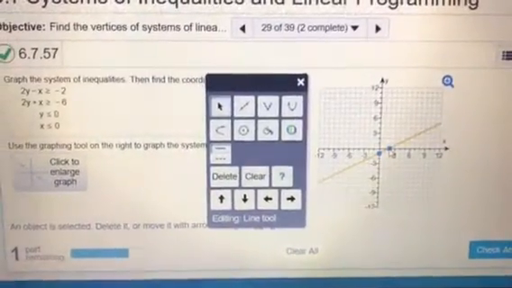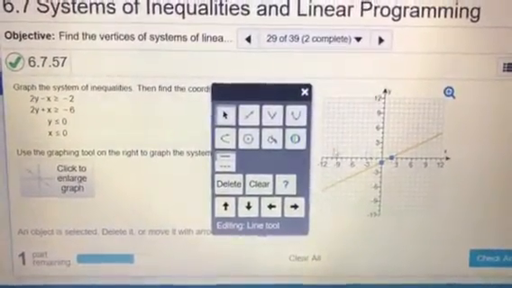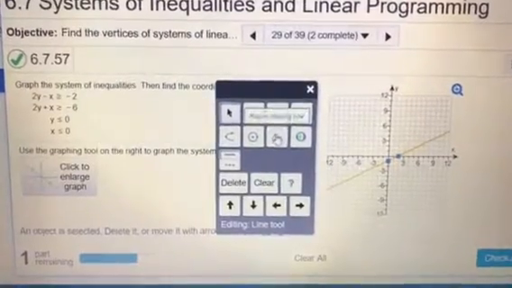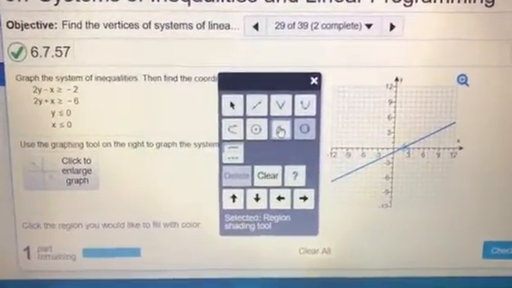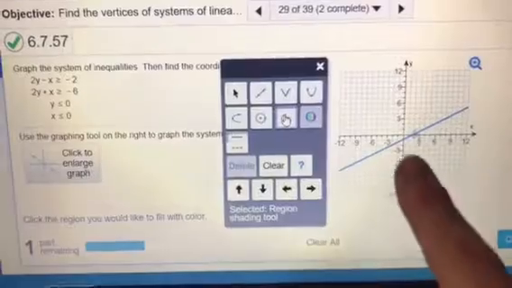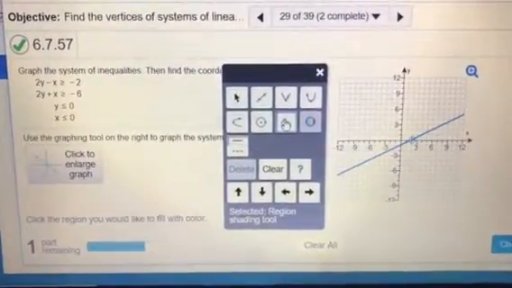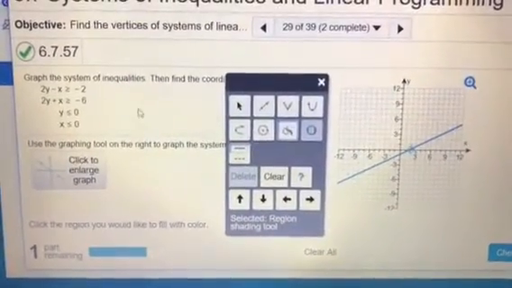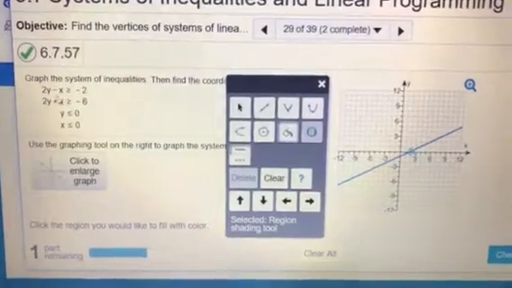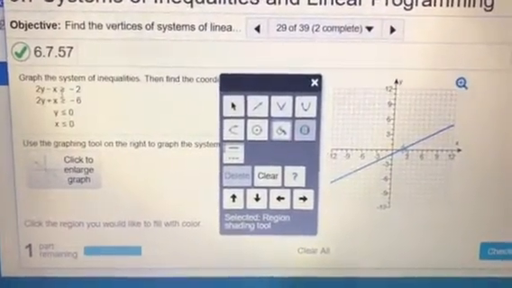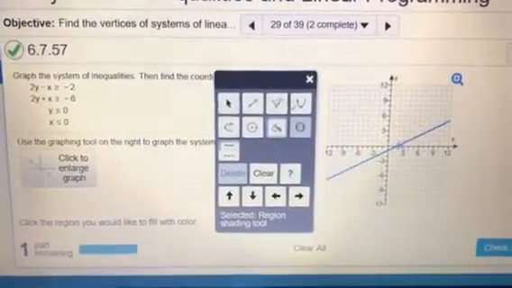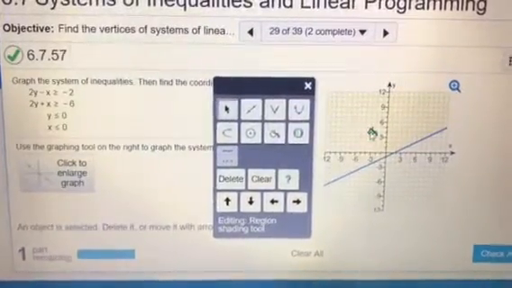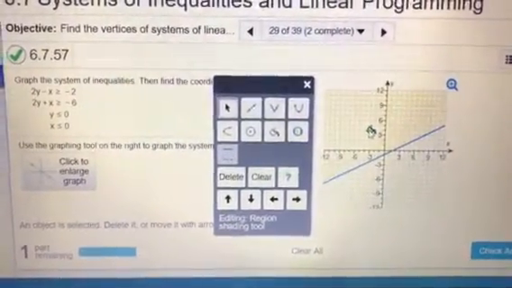Now, I either need to shade above or below that line. So I'm going to click my little paint can, because that's how I'm going to shade. I'm going to try the point 0, 0, as long as it doesn't go through that point, which it doesn't. So if I plug in 0, 0, I get 0. Is 0 greater than negative 2? I would say yes. So I want to shade above. You can see I just click on that and it shades it for me.